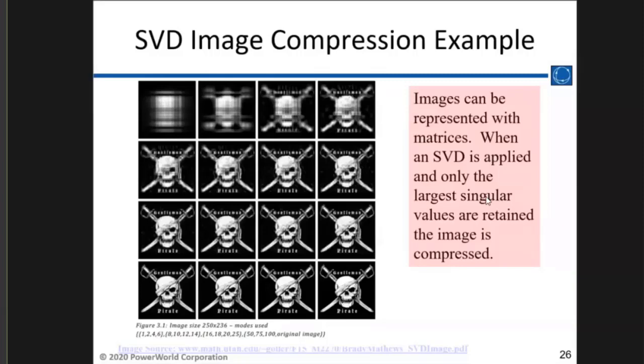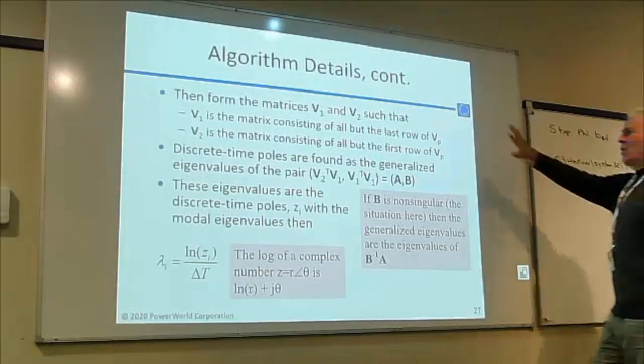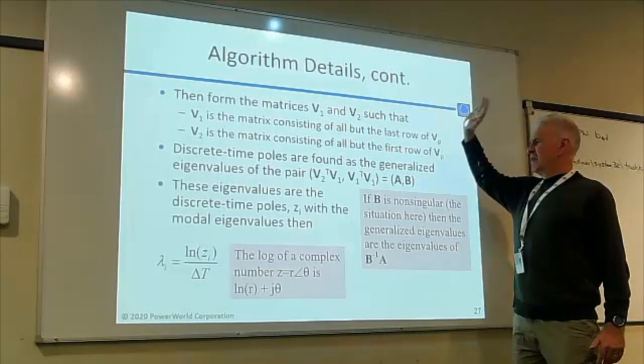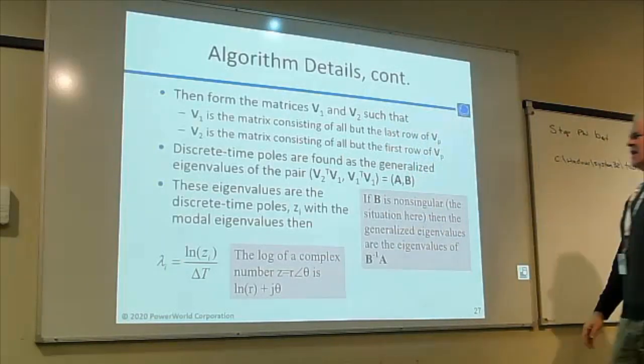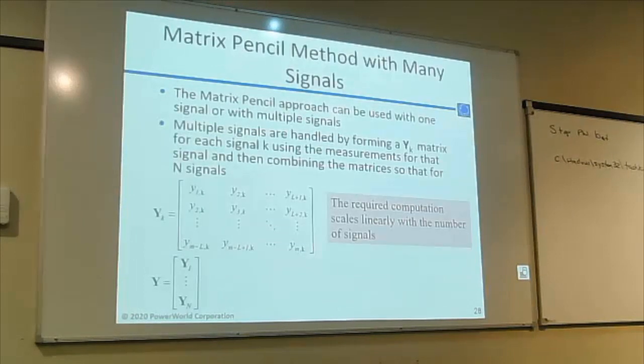we're using singular value decompositions all over, and they're coming into power all over the place. This continues on with the algorithm details. You form these matrices. You get discrete time poles on them. From those, you can get the eigenvalues. Once you get the eigenvalues, then you get the damping on your modes. So that's what we're doing.